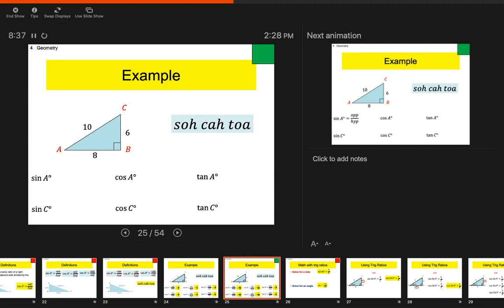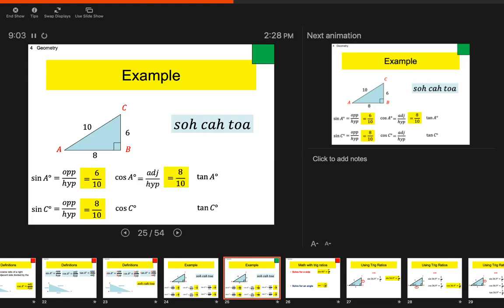Who did we leave off on? Jack, sine A equals 6 over 10. Should we reduce? Could we reduce? Yes, you get the same answer if you reduce. Sine C, 8 over 10, is the same thing. I would say always reduce, but you don't have to. You will get the same answer.